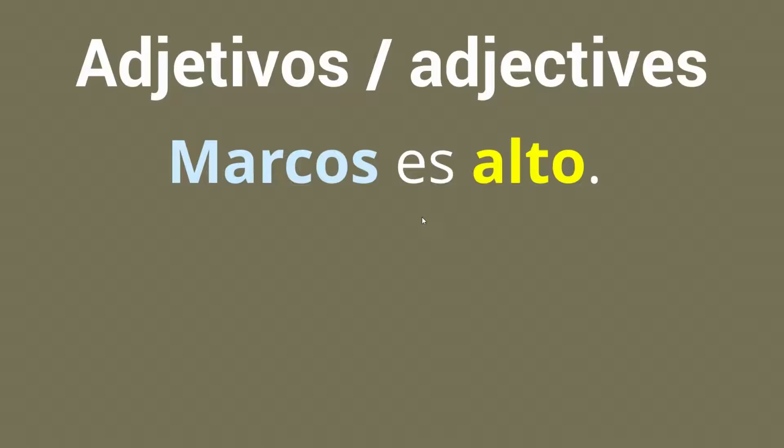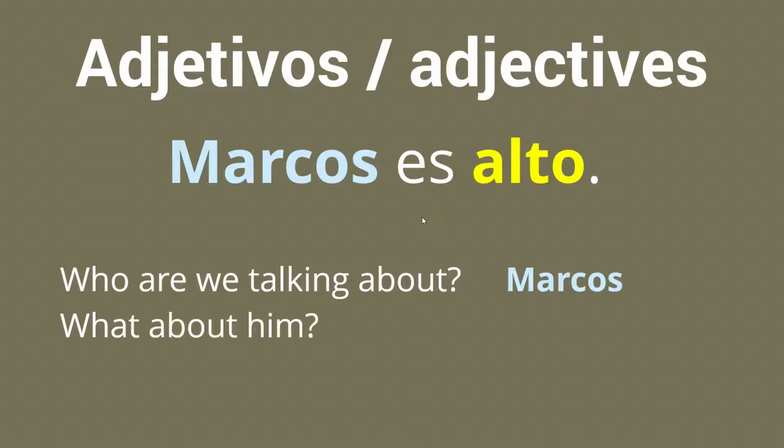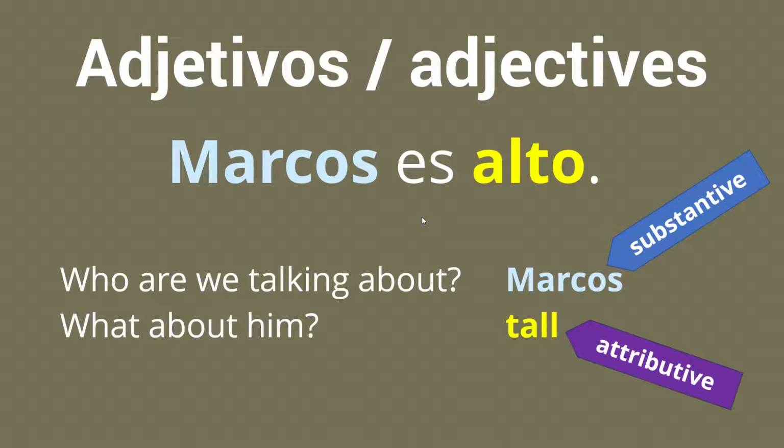Marcos es alto. It's a simple sentence. Marcos is tall. Who are we talking about? Marcos. What about him? He's tall. So these are the questions that you should ask yourself when you see a sentence: Who are we talking about and what about it? Marcos is a substantive because that's who we're talking about. And what about him? Attributive, tall.